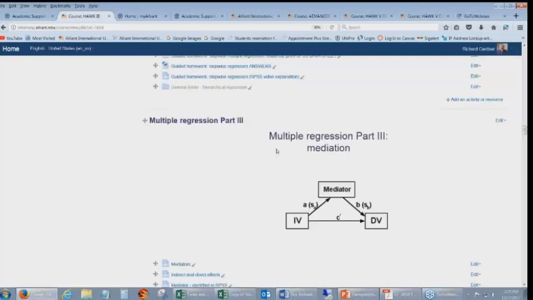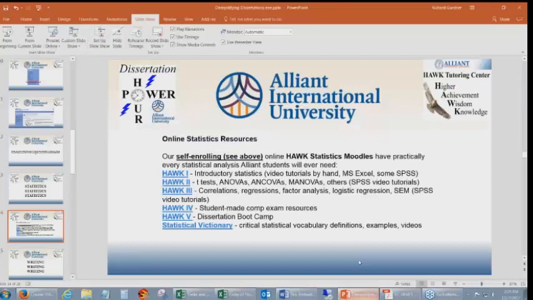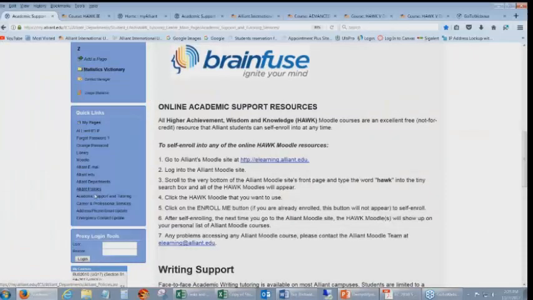And, oh, let me show you one little thing that I'm proud of, and that, again, most students aren't even aware of. So you go to academic support. It's what I call the statistics dictionary. Okay? You pick any letter. I took every statistical vocabulary word I could find, and I put them in alphabetical order. And I put a definition up there. I put videos up there.